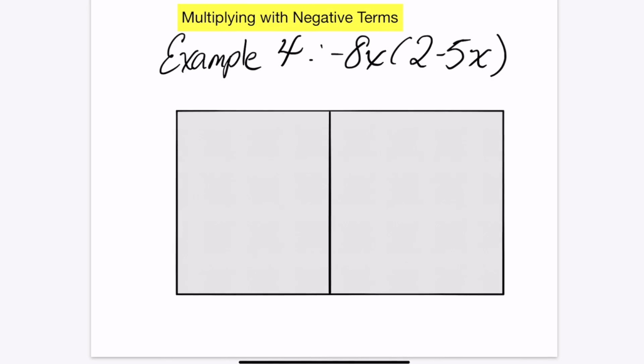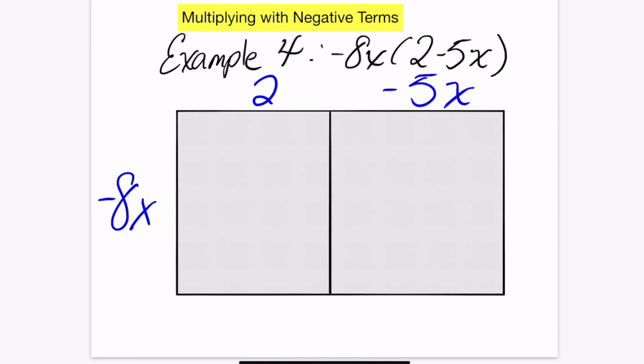So let's try with another one. It's a little bit more complex because now there's a negative sign involved. So let's put negative 8x and 2 and minus 5x here. And again, I'm just going to decompose because it's helpful.